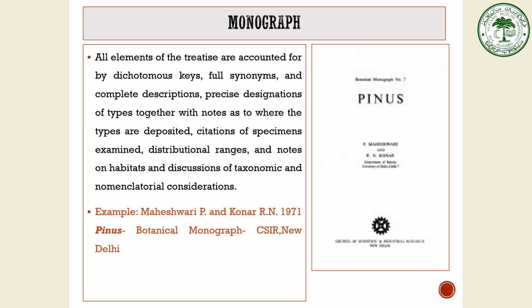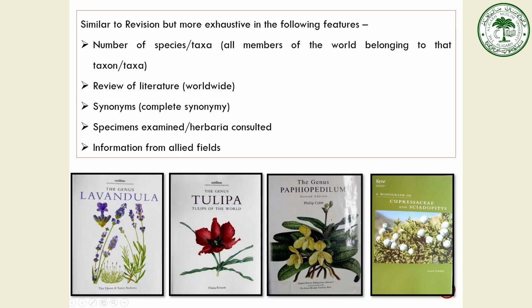All the elements of the traits are accounted for in the dichotomous key. As an example of a monograph, you can see here this is Pinus. It is a single genus, written by Maheshwari and Konar in 1971, and it is a botanical monograph published by the CSIR, New Delhi. So it deals with just one genus, Pinus, and documents all the information on Pinus from all over the world. So in the monograph, you have to write all the information from the world, and it serves as a document for the world.